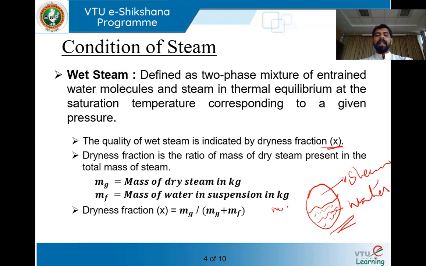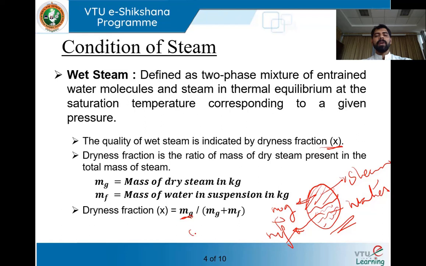For example, I'll take mg as the mass of the steam here. Here you have a steam, right? So the mass of the steam is mg. And here you have water. mf is the mass of the fluid, or water. So what is this dryness fraction? Out of the total mass, what is the dry mass present? So mg is the dry mass. Therefore dryness fraction x is given by the mass of dry steam divided by the total mass. Total mass means this plus this, right? Mass of dry steam plus mass of water suspension: x = mg / (mg + mf).